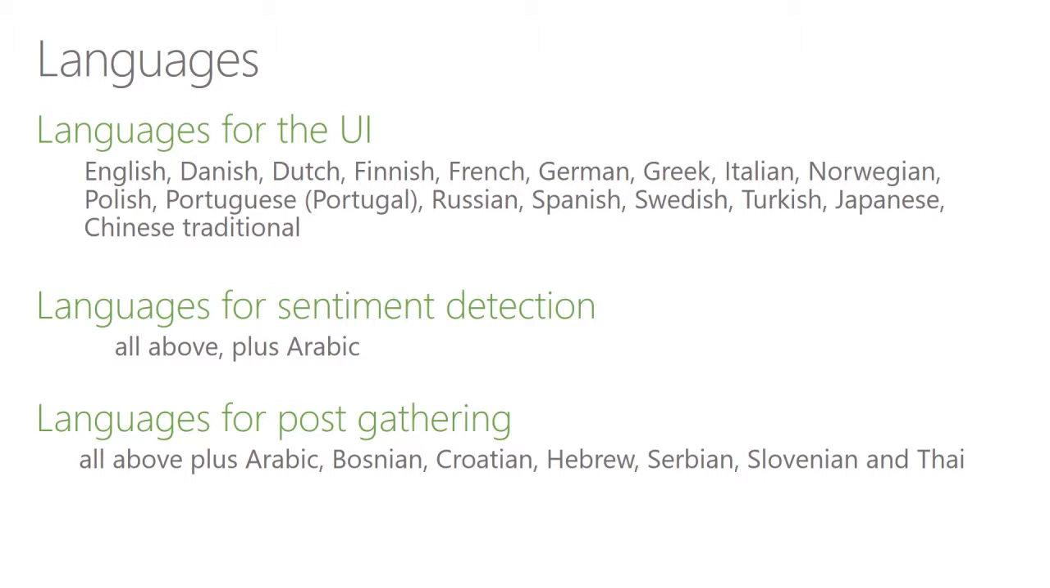When it comes to sentiment detection, we have all of those available. In addition, we have Arabic. And then when it comes time to gathering of posts for most sources, we gather in all of these languages we've already discussed, in addition to Bosnian, Croatian, Hebrew, Serbian, Slovenian, and Thai.